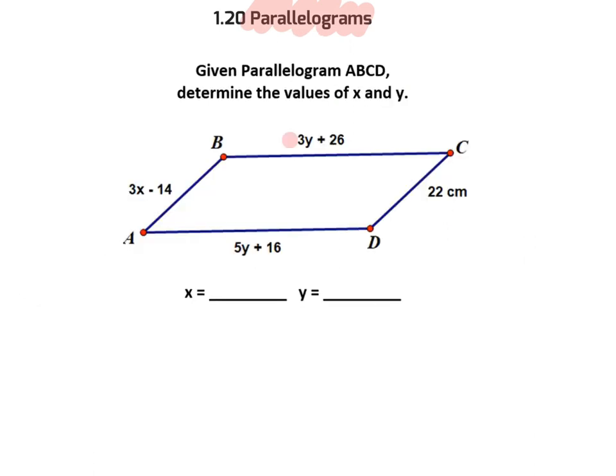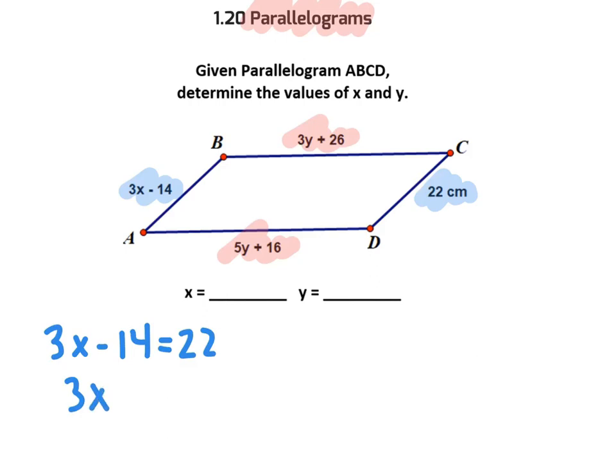Here, I'm going to use information about a parallelogram about its sides. So I know those two are equal, and I know these two are equal. So ultimately, I can set up two little equations. I could say 3x minus 14 equals 22, and 3x equals 36, and we get x equals 12.